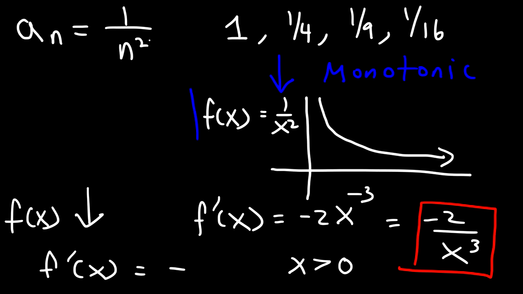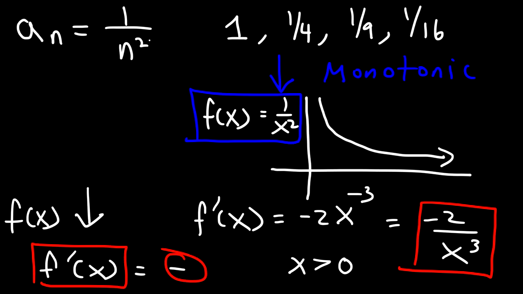So if you write the corresponding function that's continuous and determine the sign of the first derivative, if it's negative, then the sequence will be decreasing. If it's positive, then that tells you the sequence is increasing.